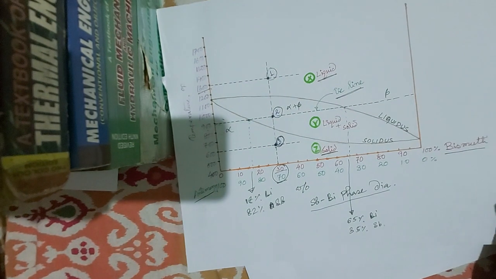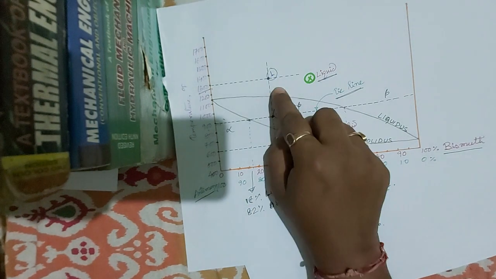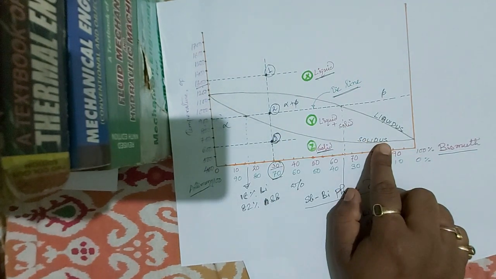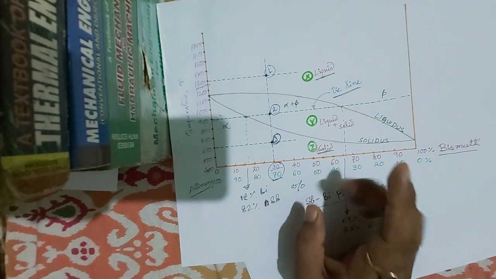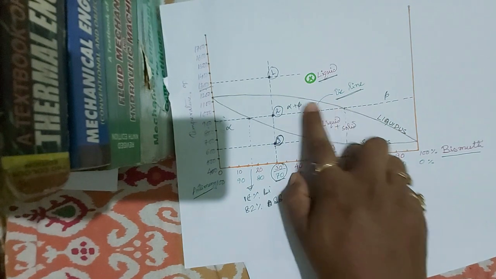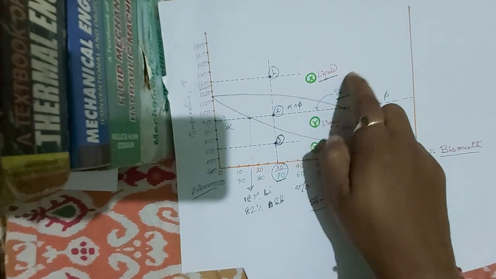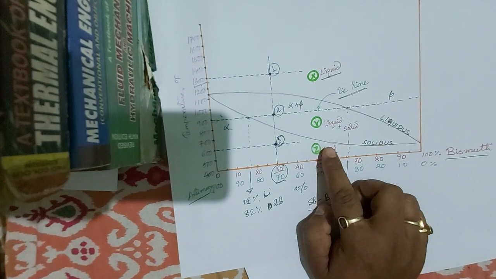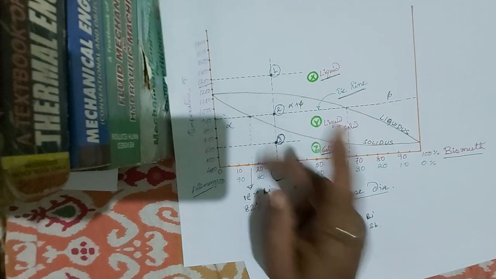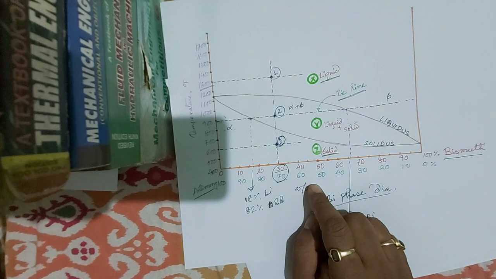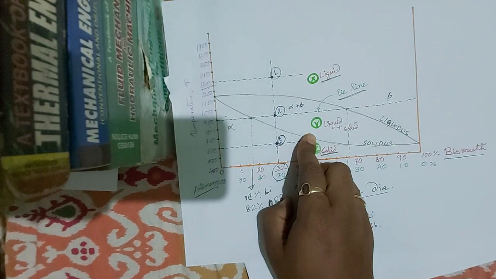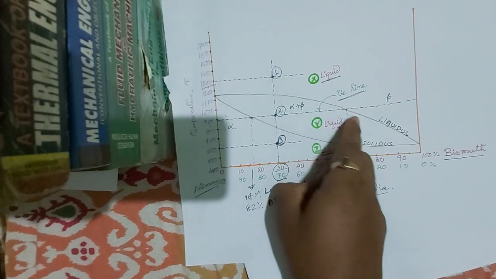So here in this diagram we have two phases. One is the solid phase, which is below this solidus line, and one is the liquid phase, which is above this liquidus line. So we have two phases, one liquid and another solid. As per the definition of tie line, we have two different phases, and this tie line is cutting this solidus line and also this liquidus line.